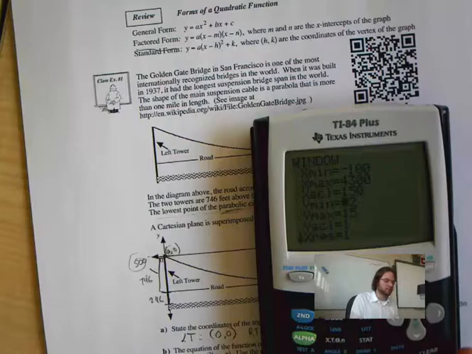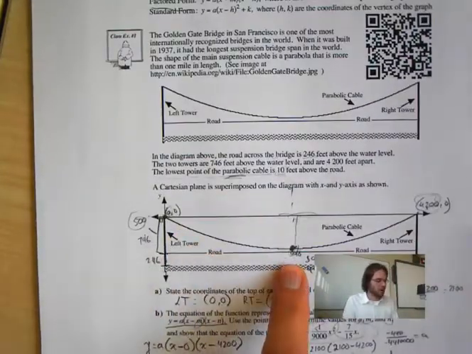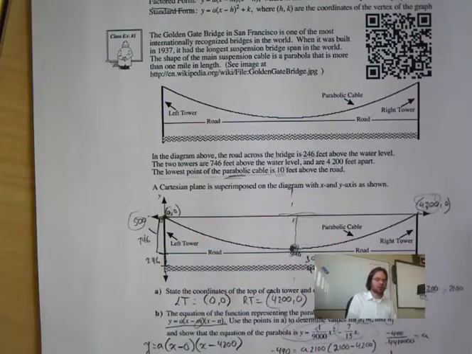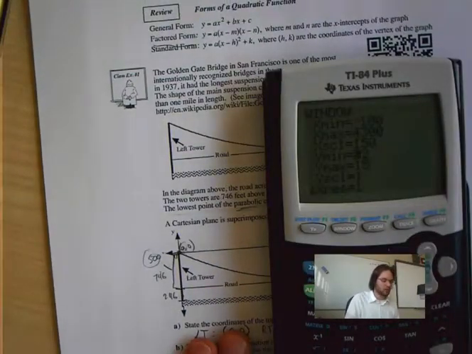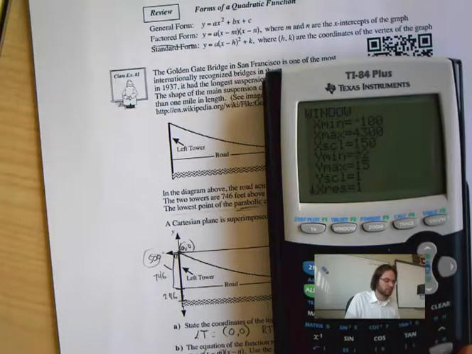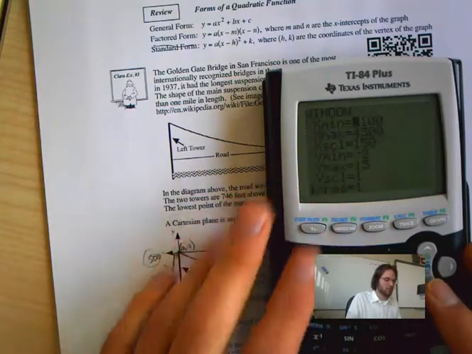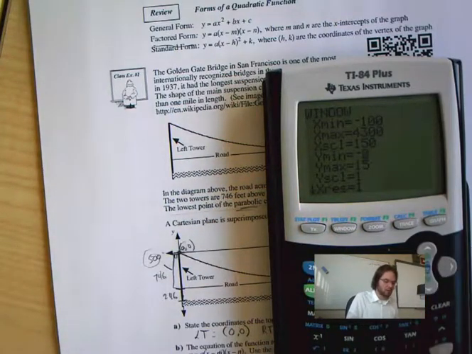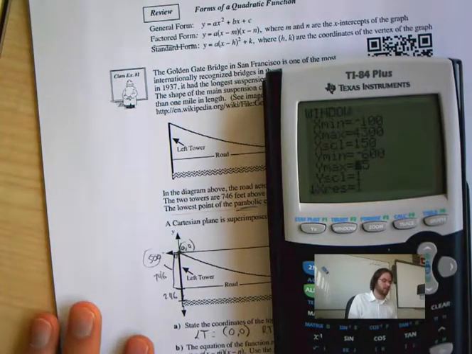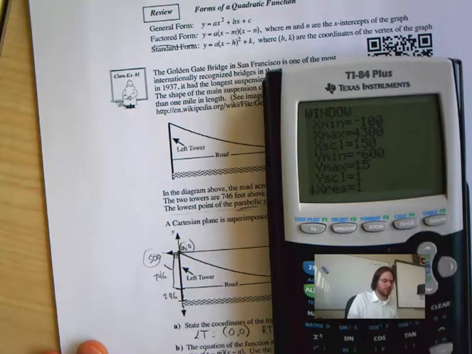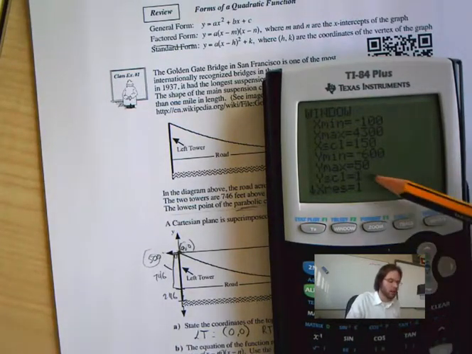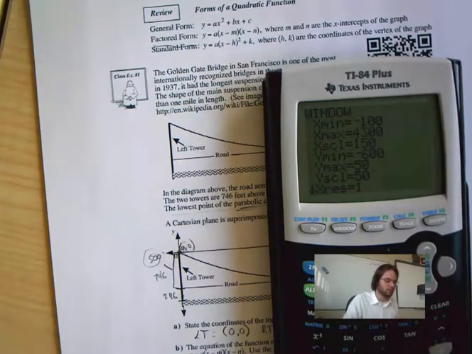My y min, well, I have 490 as my vertex, so I'm going to go a bit lower. I'm going to say maybe negative 600. My y max, I'm going to say, well, maybe I'm going to say 50 for this. Just so it's a bit above so we can see. And I'm going to count by 50s.